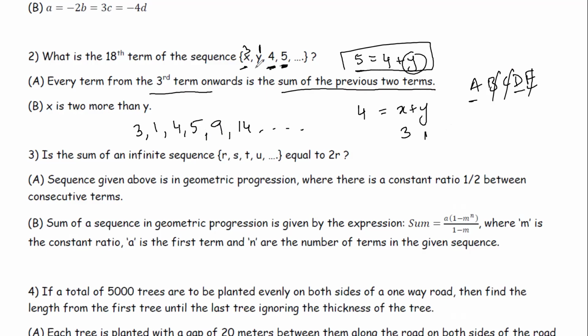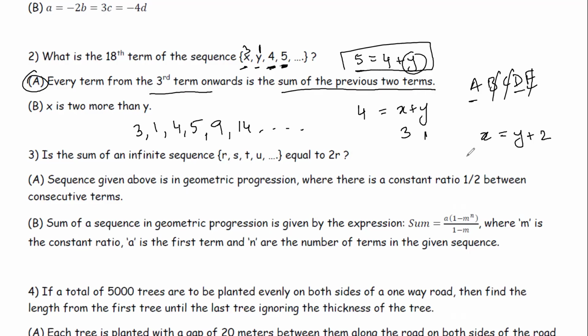Okay, X is 2 more than Y, but the relationship, the pattern is understood from A, not from B. B only tells me that X is 2 more than Y. So the relation is X is 2 more than Y. That means X will be equal to Y plus 2, right? If X is 2 more than Y, then we add 2 to Y, it'll become equal to X, correct?